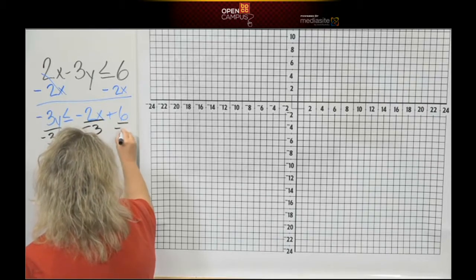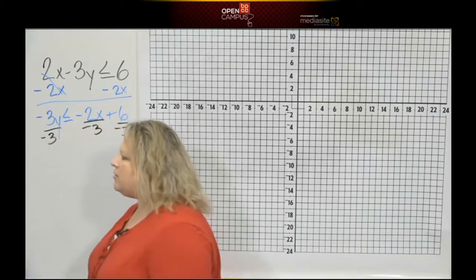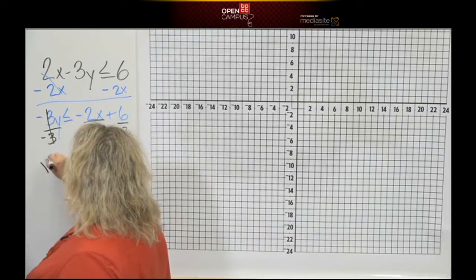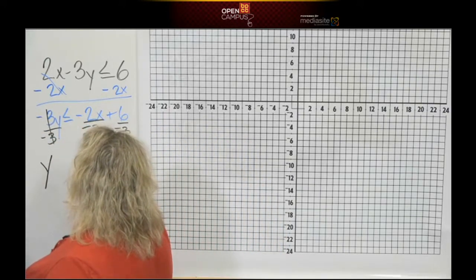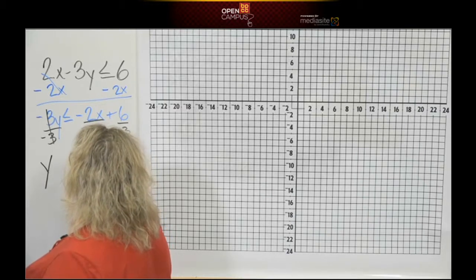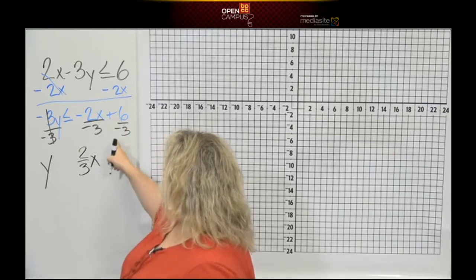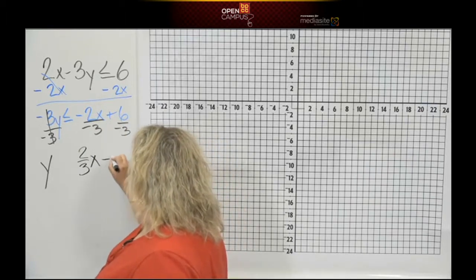And remember that you have to do this across the board to make sure that it stays equal and balanced. So when I do that, I get y equals, over here, y. Negative divided by negative is a positive, so that's positive 2/3 x. And then I have a positive 6 divided by a negative 3, which is a negative 2.